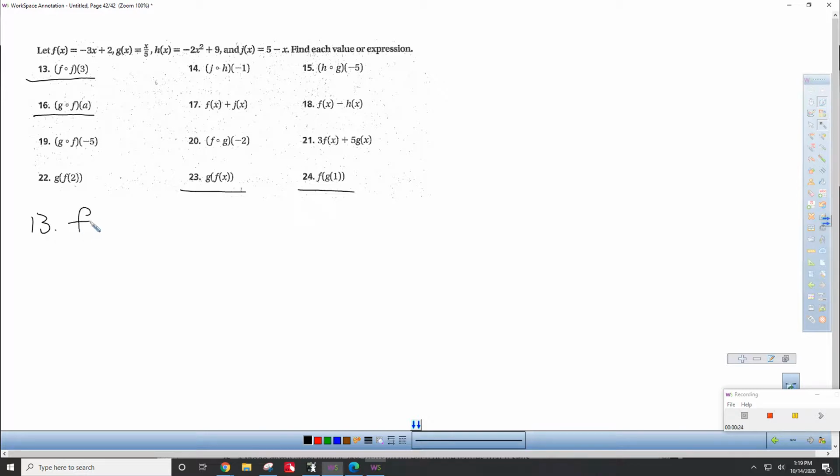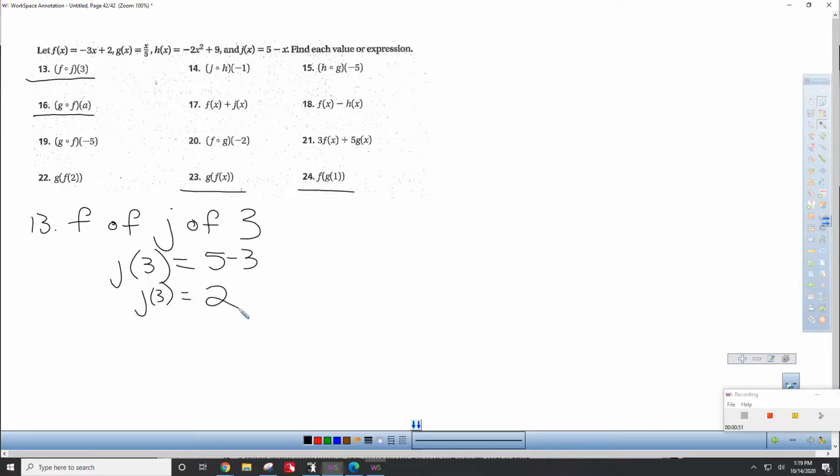This is f of j of 3. So you start with j of 3, okay? What does j of 3 equal? Well, I'm going to take out the x from the j, and I'm going to put in a 3 right there. So it's 5 minus 3. So j of 3 is 2.